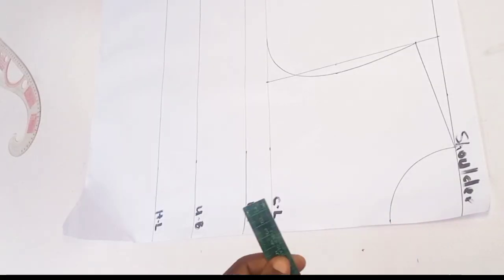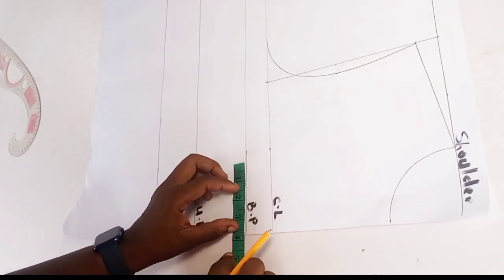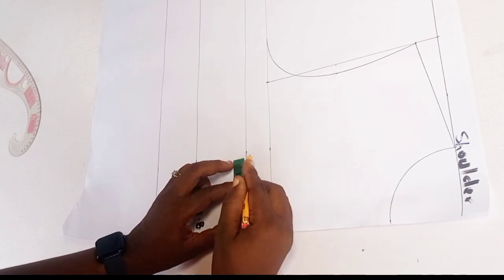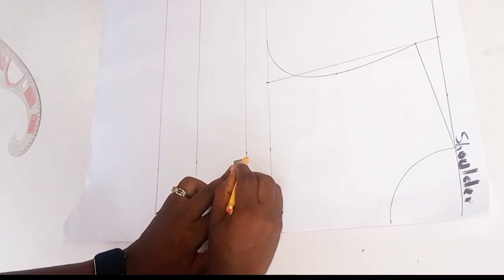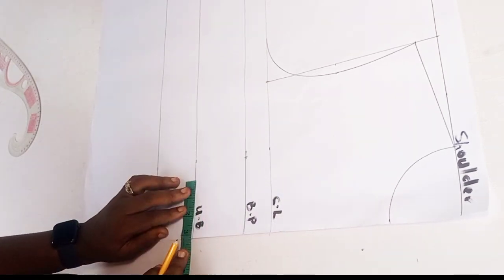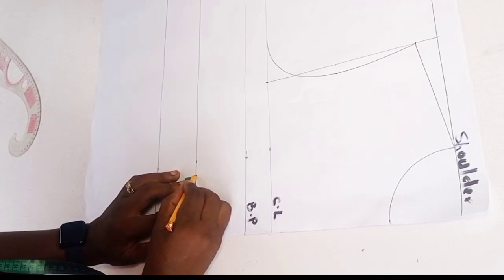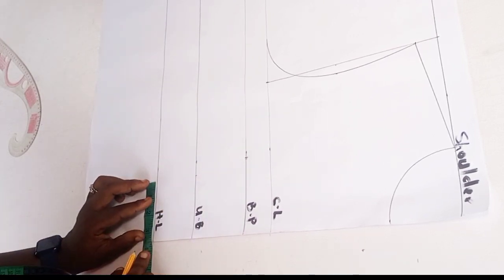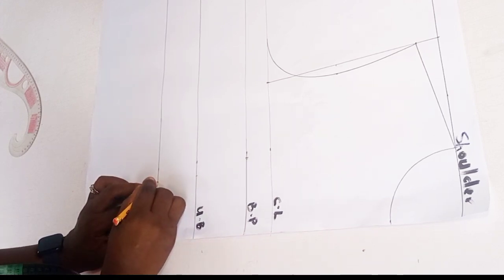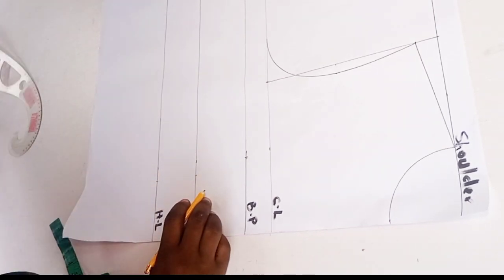On my bust point line, I'll go ahead now and take my nipple to nipple measurement. That's the bust span measurement, which is 8 inches divided by 2 is 4. So I marked 4. On the under bust, I went ahead to mark 3.5, and also at the half length, I marked 3.5 inches. I'll take that again.